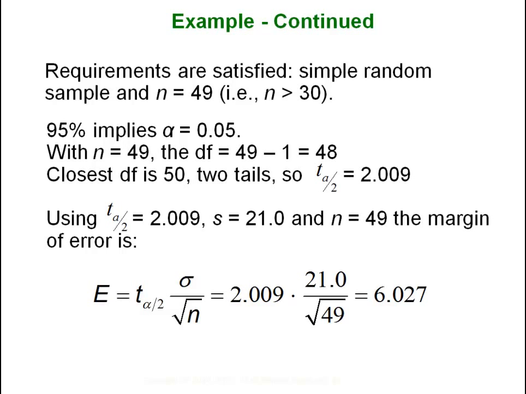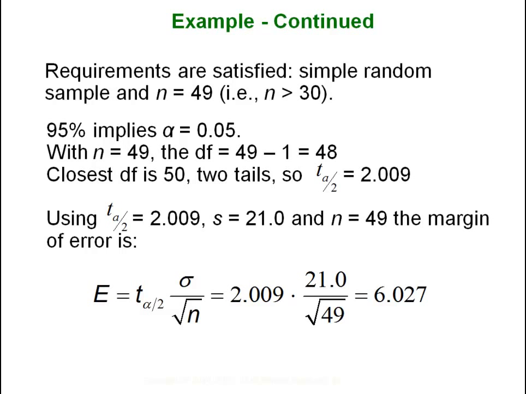Are the requirements satisfied? Well, we assume we had a simple random sample. N is 49, which is greater than 30, so we don't even have to worry if the population was normally distributed or not, because our sample is greater than 30. So we're good to go. We can apply the techniques, and we go ahead and apply them.